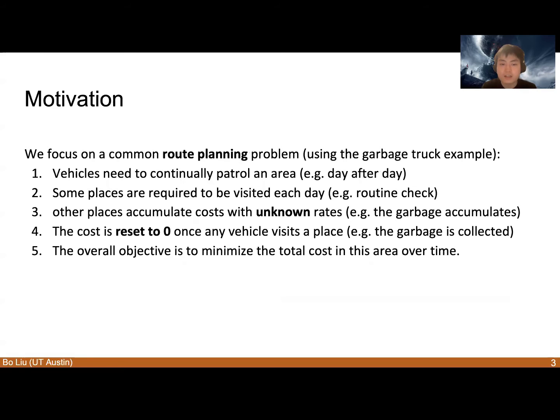Other places accumulate costs with unknown rates. For example, the garbage accumulates. The cost is reset to zero once any vehicle visits a place. For instance, the garbage is collected. The overall objective is to minimize the total cost in this area over time.